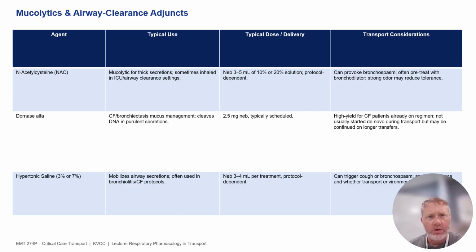Switching gears to mucolytics and airway clearance medications. So mucolytics and airway clearance adjuncts are tools really for specific patients, mainly for cystic fibrosis, bronchiectasis, and patients with inhalation injuries. The three listed here. So we've got N-acetylcysteine, that is Mucomyst. You've probably heard of Mucomyst.